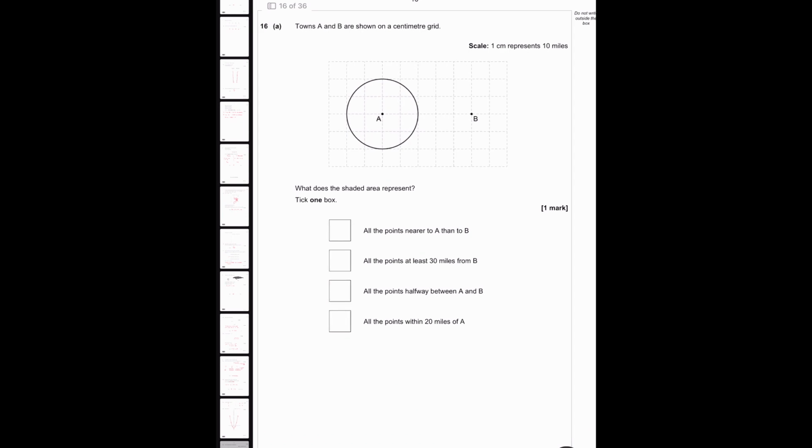Question 16 says towns A and B are shown on a centimeter grid and the scale is 1 centimeter represents 10 miles. What does the shaded area represent? And we're told to tick one of the boxes. The shaded area is representing all the points that are within a certain distance of the dot. If we look, we are 2 squares away, which means we are 2 centimeters away, which we then know represents 20 miles. So we always are within 20 miles of point A.